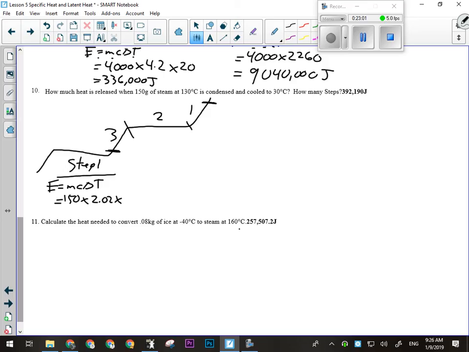30 degrees. I'm bringing it from 130 down to 100, 30 degrees. And guys, that's often the part that trips people up. The most common mistake in these kinds of questions is putting the wrong temperature changes in. You just have to read the question carefully and do the right subtraction operations. All right, so that's our first step.